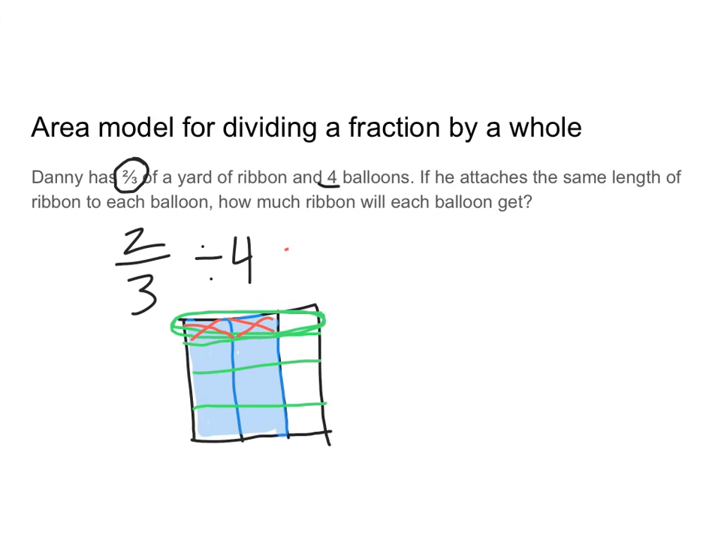And so for my answer, I have 2 pieces out of, if I look at the whole thing, there's 1, 2, 3, 4, 5, 6, 7, 8, 9, 10, 11, 12. There are 12 pieces total, so 2/12 is the answer, which of course can be simplified to 1/6.